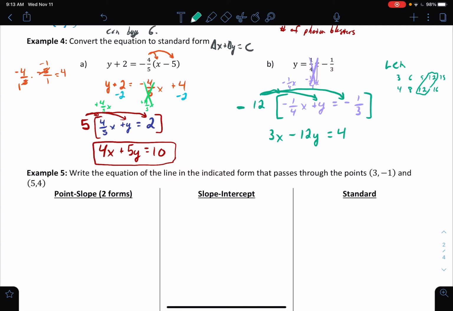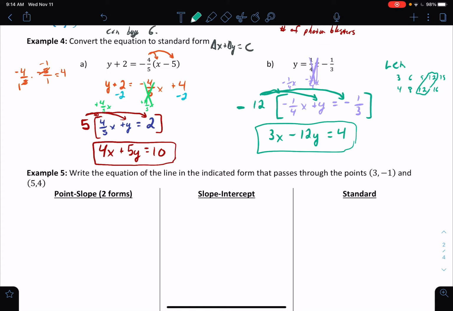Okay, so this is 3x minus 12y equals 4. That is my function in simplest standard form. Get the x's and the y's on one side, and then make sure that your a value is positive and that you don't have any fractions.